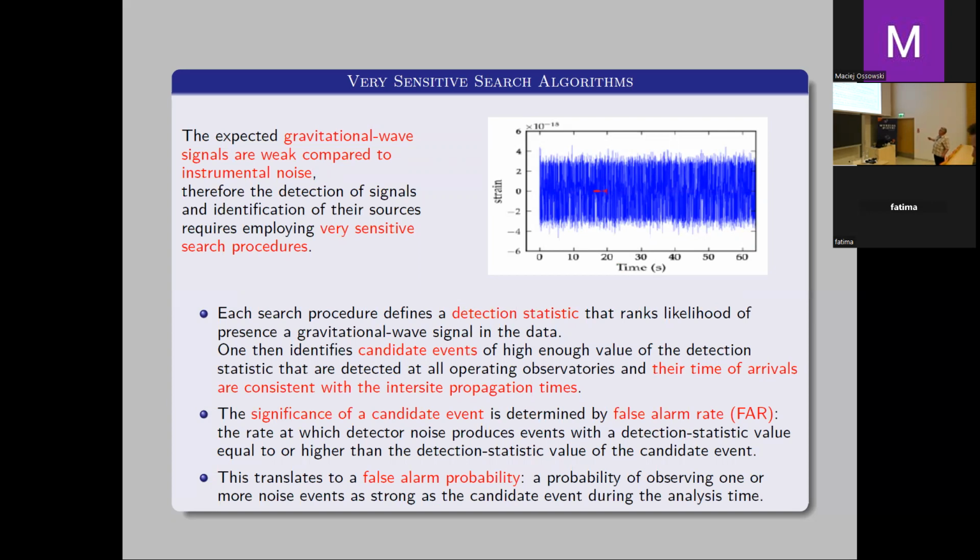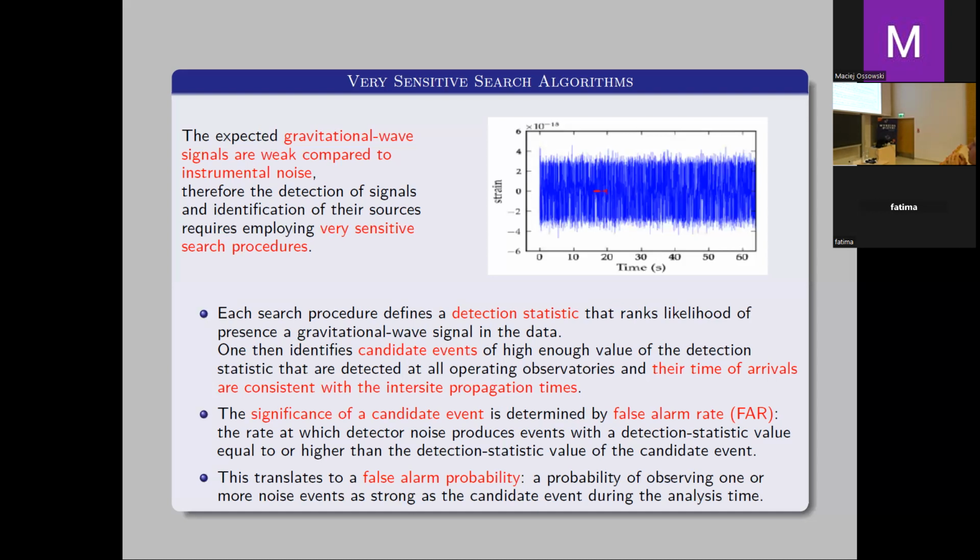So this is the typical picture. On the horizontal axis, we have time in seconds, whereas on the vertical axis, we have dimensionless strain. This is the linear scale, but ticks are in units of 10 to minus 18. The blue thing is just the output of the detector. This is what the detector actually measures. And what is the physical signal is this small red feature.